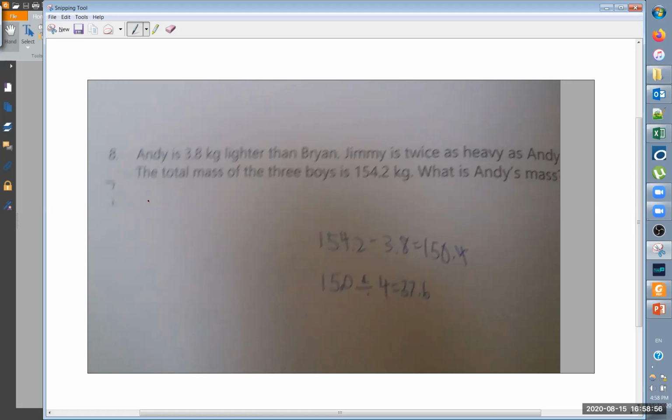Okay, so Jimmy is 2 times as heavy as Andy. So that means I think it's good to use Andy. So let's say Andy's weight is A. Okay, Andy's weight is A. So Jimmy is 2 times Andy. So can I ask you, Jimmy is how much?